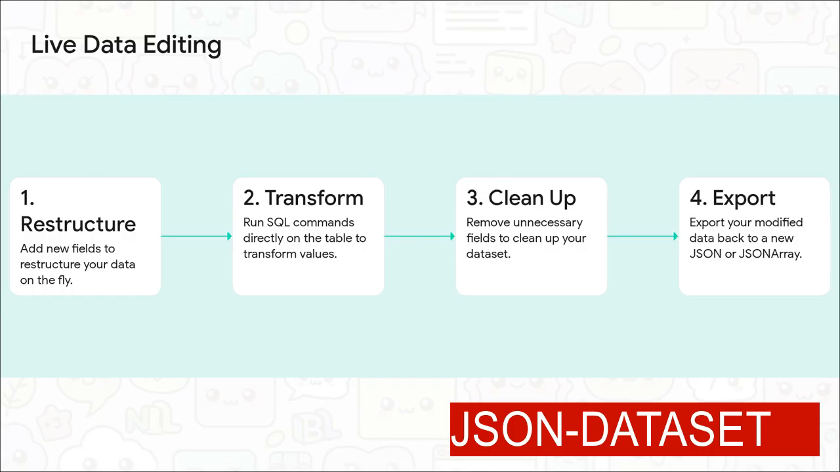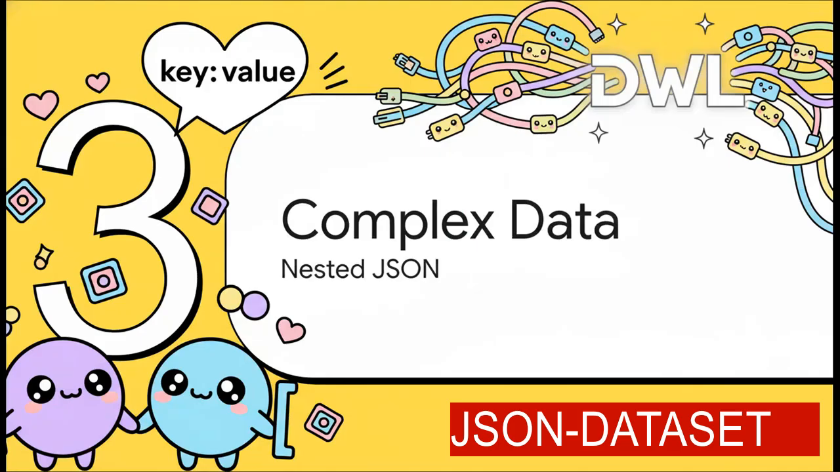How cool is that? All right, simple key-value pairs are one thing, but we all know real-world JSON gets, well, complicated. It gets messy with nested objects and arrays, and this is honestly where a lot of data viewers just fall apart, but it's where DWL really starts to shine. Let's see how it handles the kind of nested data that usually gives us headaches.